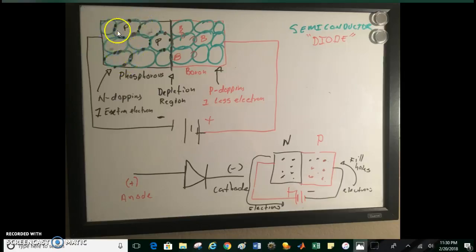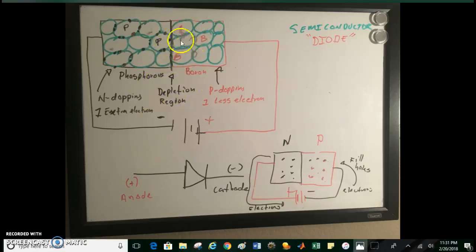But the one that has phosphorus in it actually has 4 and then this extra one right here. Since now we have an extra electron, this extra electron gets to move around, and it'll usually get really close to this area right here, the depletion region.